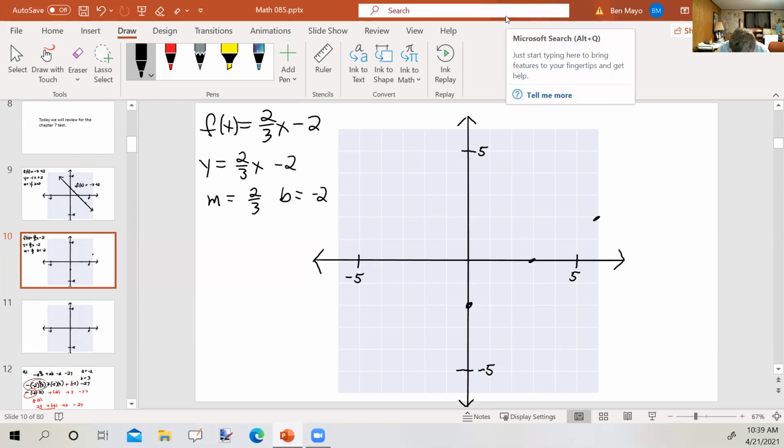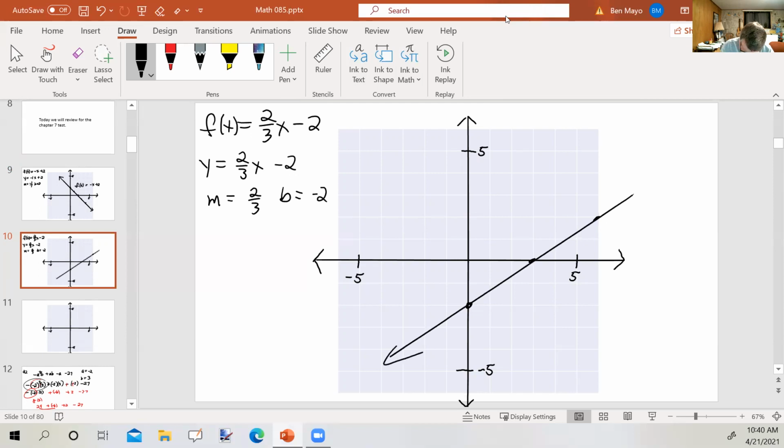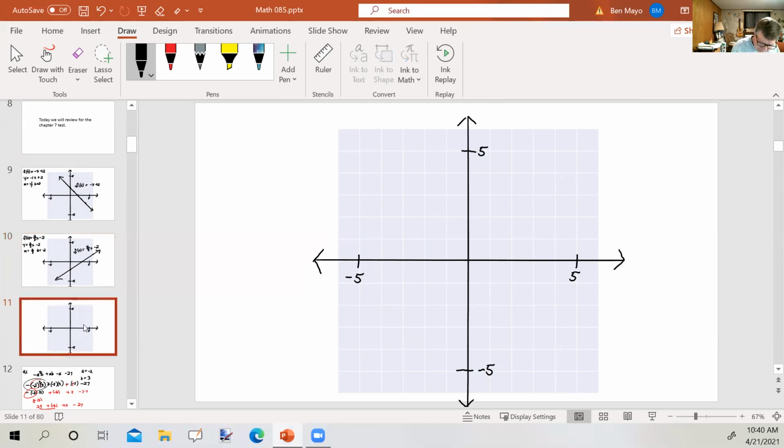And here is the graph of f of x equals 2/3 x minus 2. Let's take a look at another one here. f of x equals 2. Well, that's just y equals 2.